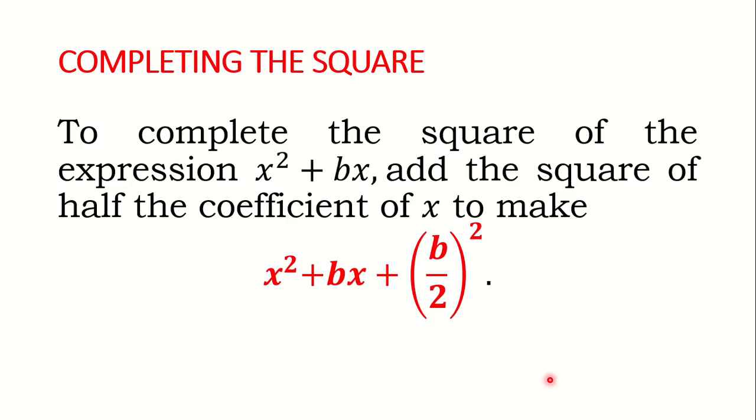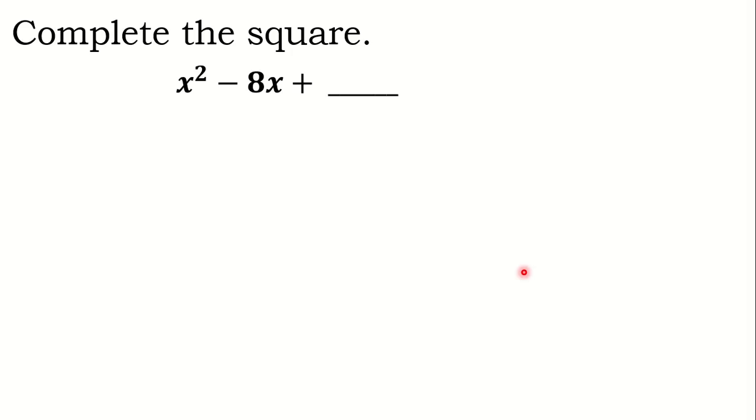Okay, so tatandaan natin tong equation na to, no? Para maging perfect squared trinomial yung isang expression, so para dagdagan ang x squared plus bx, ang gagawin lang natin, kunin natin yung value ng b over 2 tapos squared lang natin. Halimbawa, x squared minus 8x plus. So, ano kaya ang idadagdag natin sa expression na to para maging perfect squared trinomials?